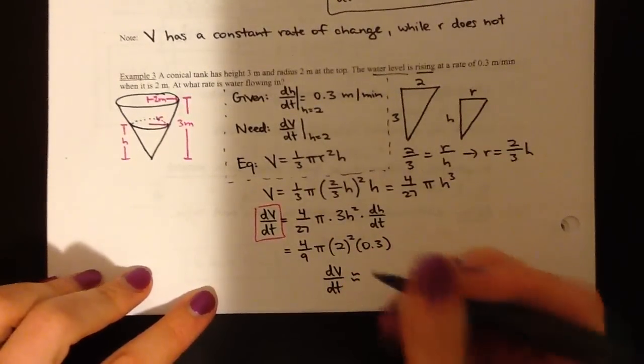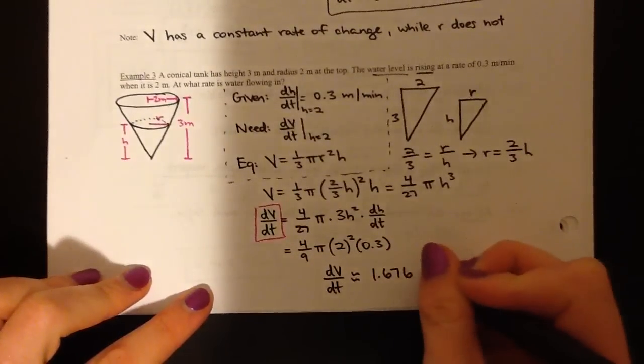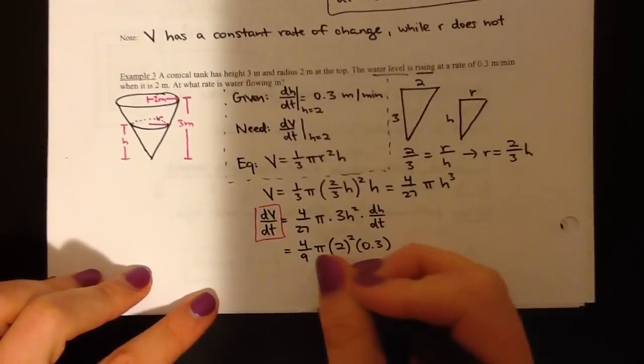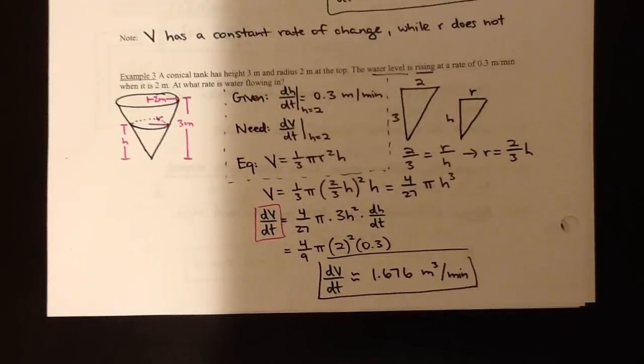What you get is approximately 1.676. That would be meters cubed per minute, because you know that the height is just meters per minute. So volume, of course, is always a cubic unit.